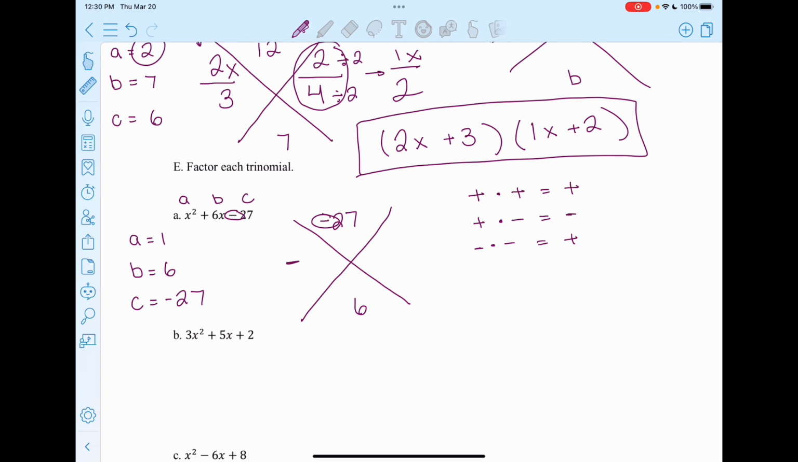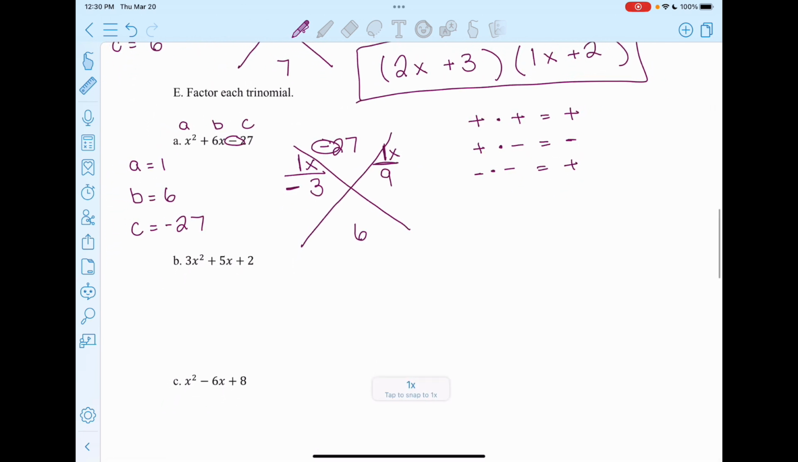And I think my values should be 9 and negative 3. Notice how I chose to make the 3 negative, because negative 3 plus 9 will give me a positive 6. I'm then going to put my a value on top, and this tells me what goes next to my x. None of my fractions simplify, and so my binomials will be 1x minus 3 and 1x plus 9.